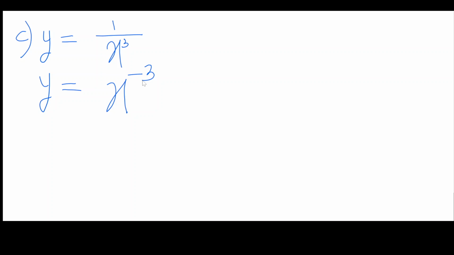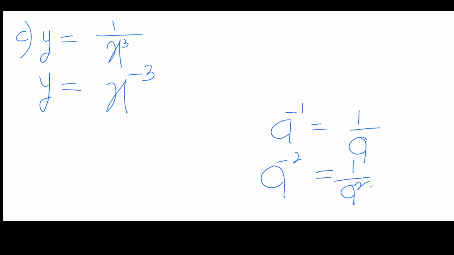Don't forget, one of the laws of indices says a to the power of negative 1 is the same thing as 1 divided by a. We have a to the power of negative 2, same thing as 1 divided by a to the power of 2. We have a to the power of negative 3. Because of the negative power, it represents 1 divided by a to the power of 3. And this is what I've been able to do here.